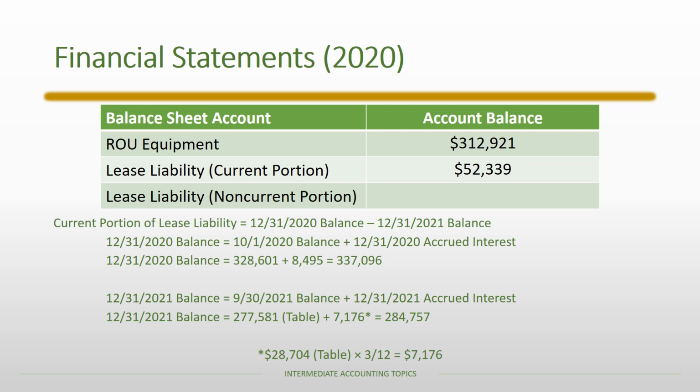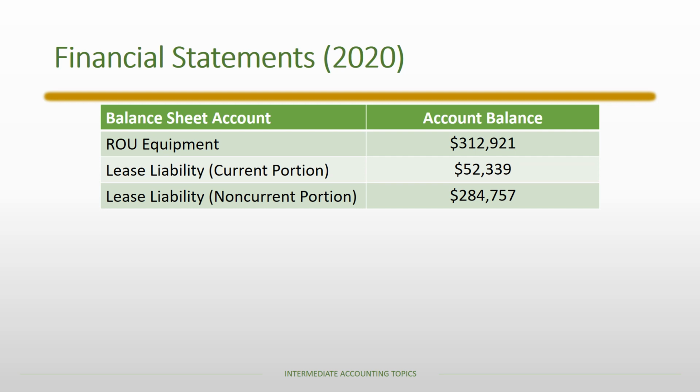We very similarly calculate the 12/31/2021 account balance. If we look at our amortization table, we have our 9/30/2021 account balance, and we need to add any accrued interest that would occur at the end of 2021, because at that adjusting entry, we add the accrued interest to the lease liability account balance. The interest expense that would be accrued at 12/31/2021 would be $7,176. We add that to the table amount for a balance of $284,757. And so the difference between those two is $52,339.